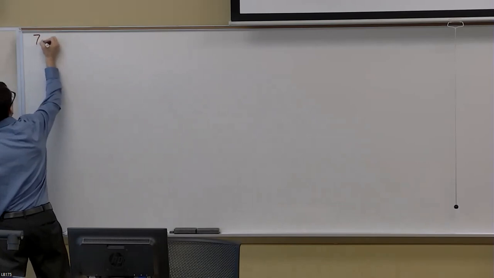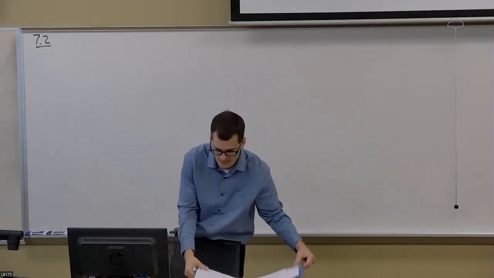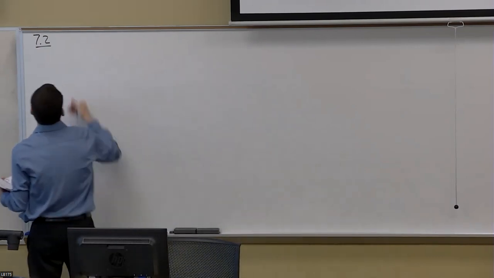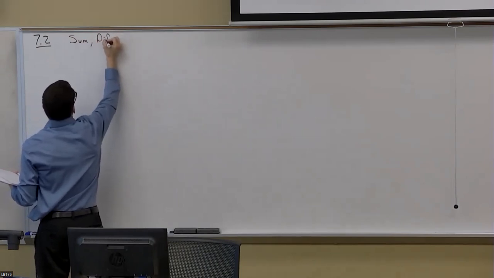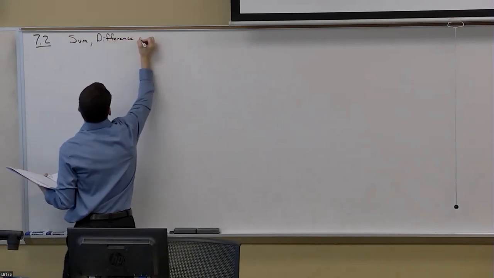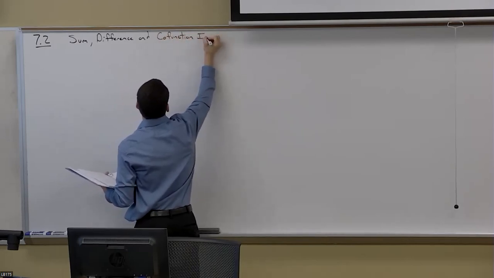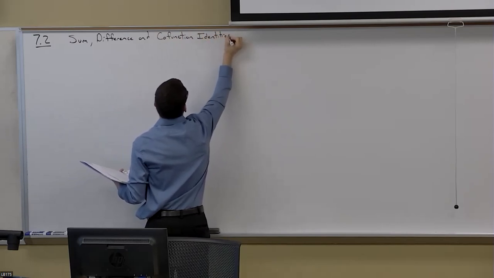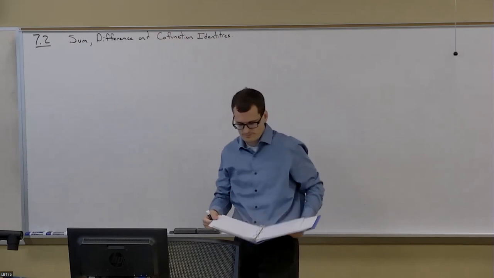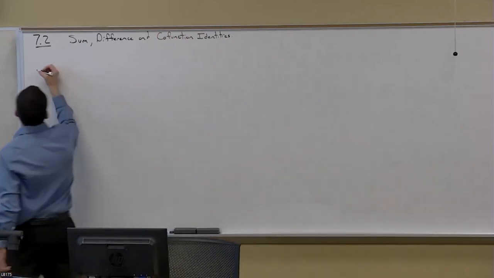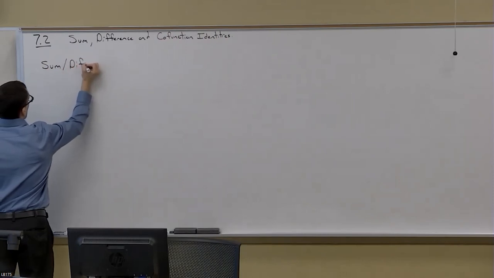So I'm going to move into section 7-2. And these are the sum, difference, and cofunction identities. I'm going to start out with the sum difference identities.